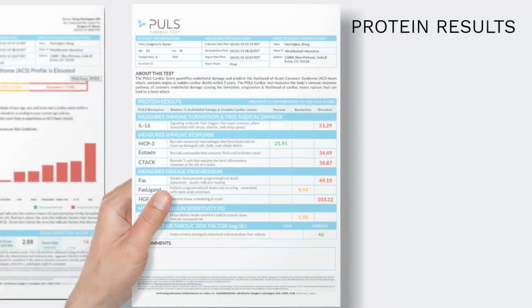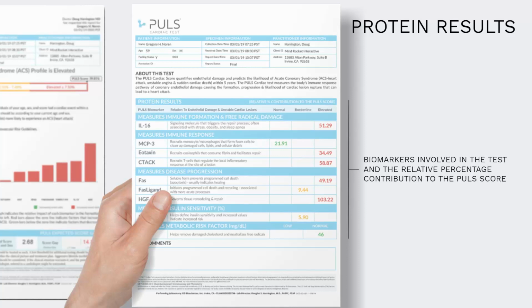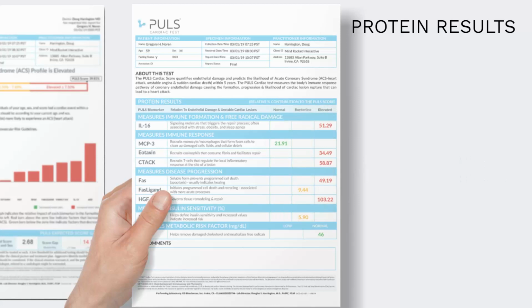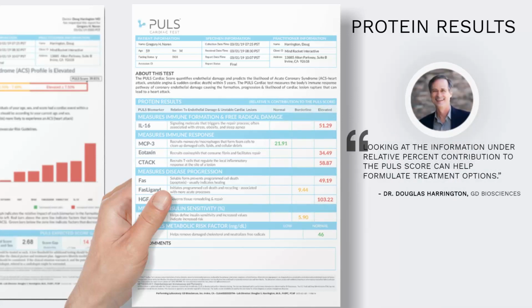The second page includes the protein results section. The table shows the biomarkers involved in the test and the relative percentage contribution, divided into normal, borderline, and elevated to the pulse score. This is useful in cases where a patient may have normal lipid values but a high pulse score. Looking at percent relative contribution can help formulate treatment options.